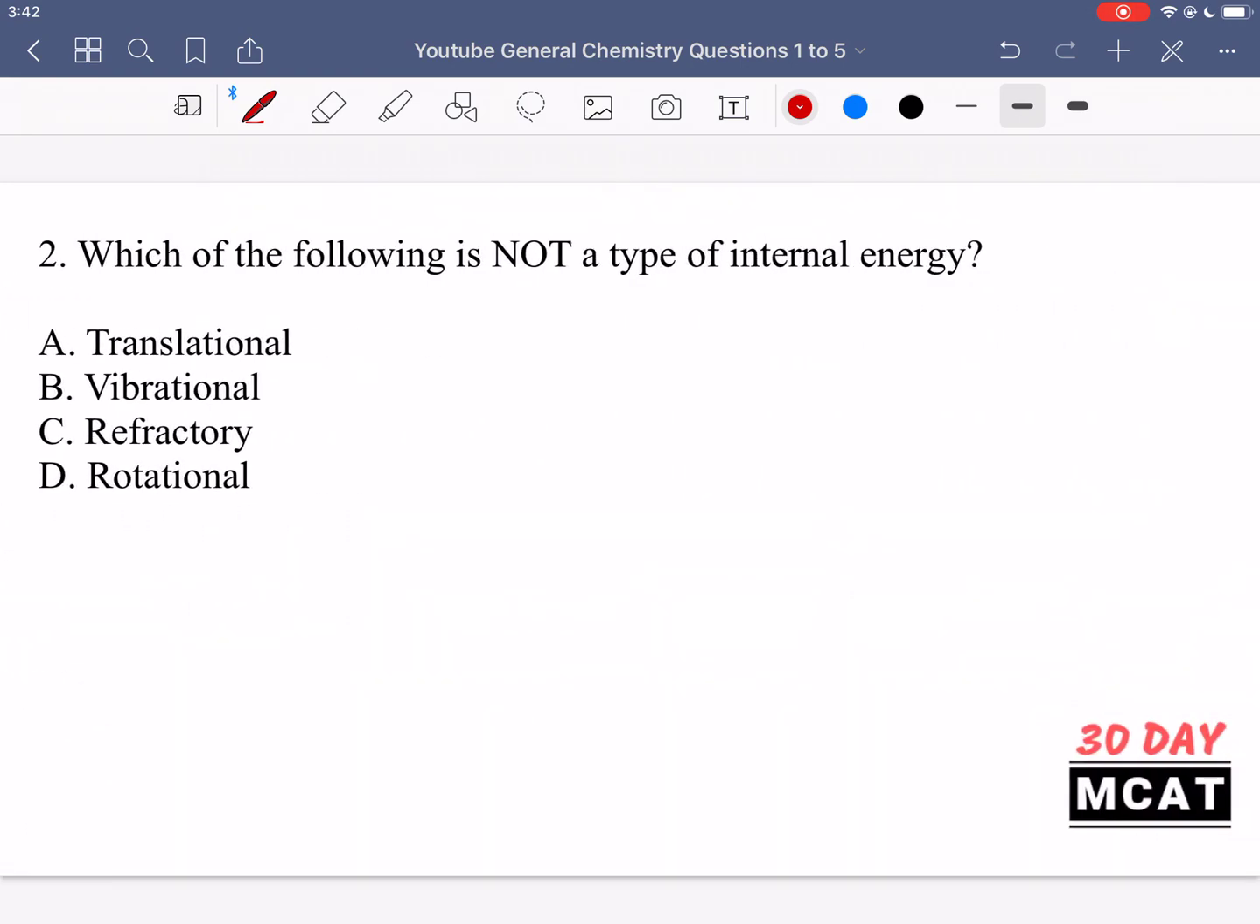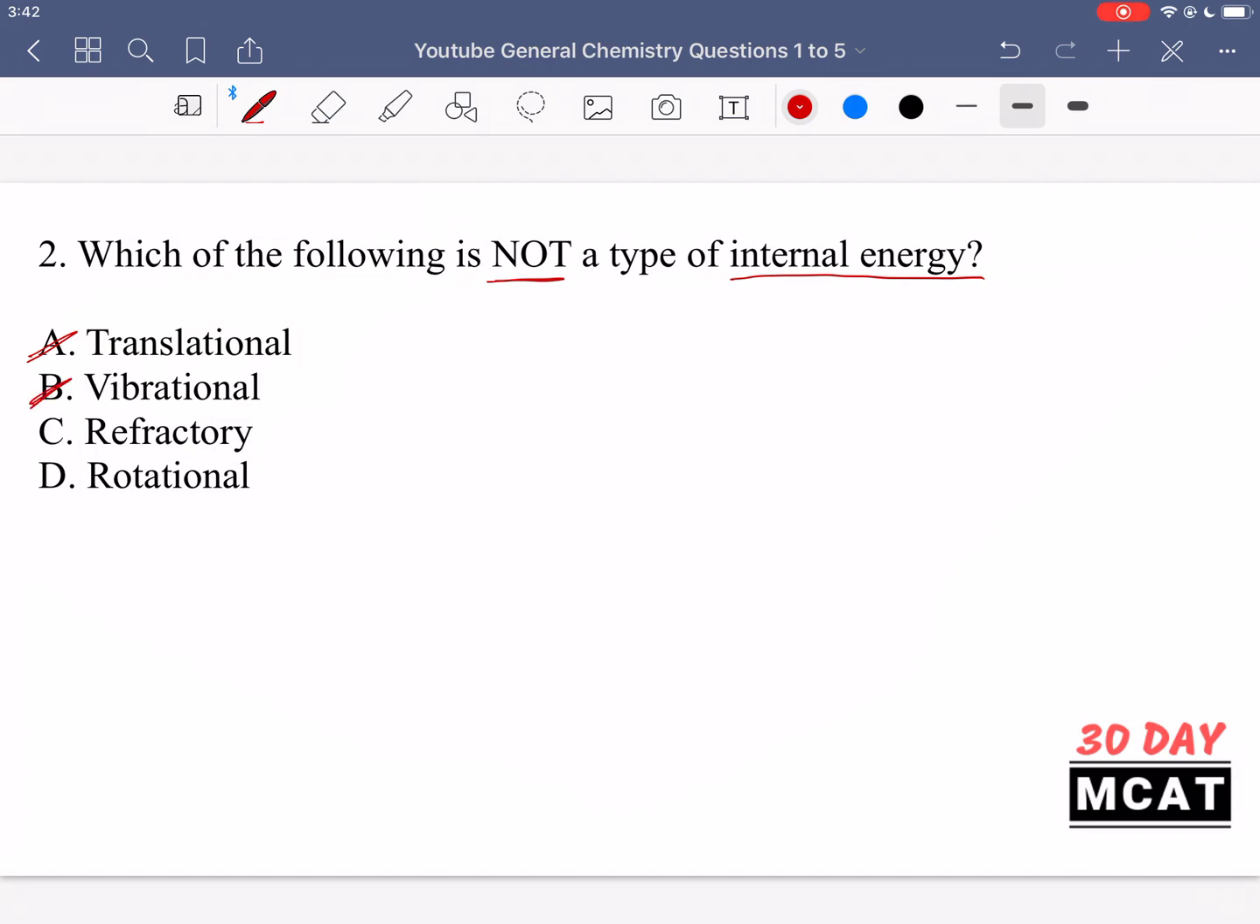In question 2, we're asked which of the following is not a type of internal energy. So internal energy of a system is the combination of all the different types of energy that there are. There are 3 main types of kinetic energy that we talk about. Translational, that is one, so we're looking for one that is not. Translational is if you have any particle and it's moving around in space, so it's going in any direction, that is a type of energy.